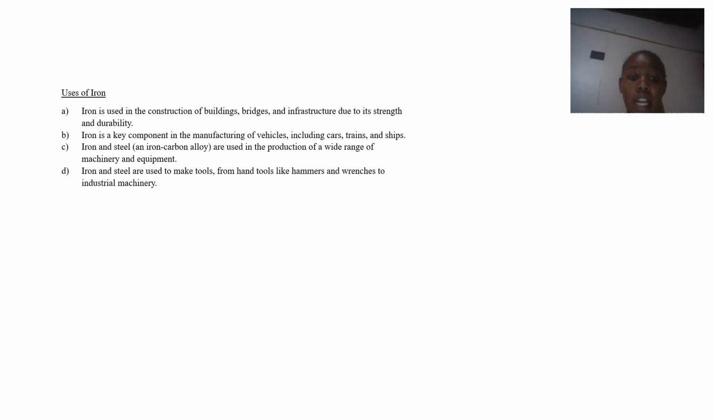Then iron and steel are used to make tools, from hand tools like hammers and wedges. They were also used in making weapons for fighting. This was also used to prevent being attacked, it could be used as a weapon to prevent you from being attacked.